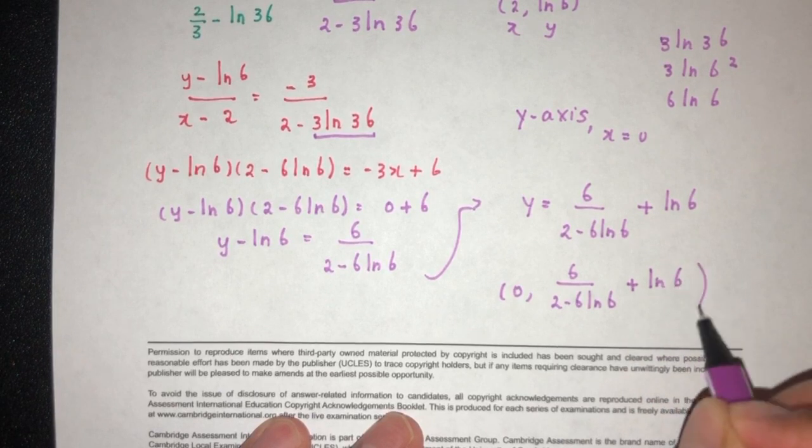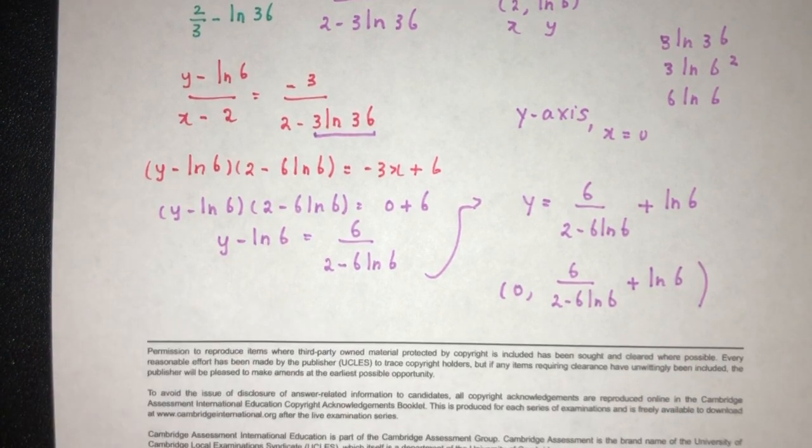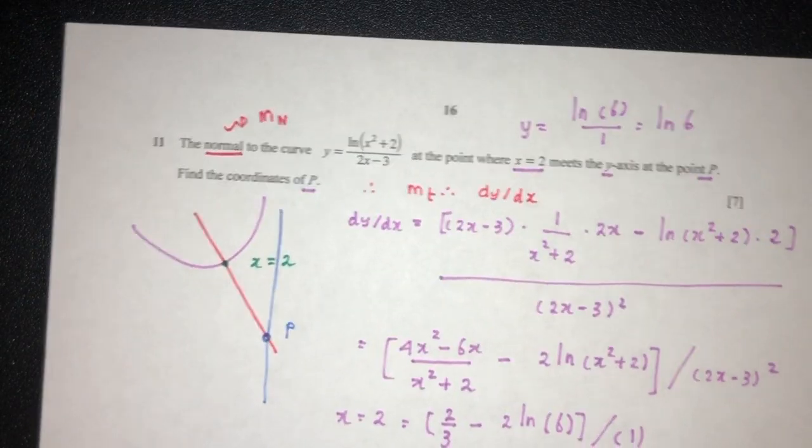Again, you can simplify if you want to. I just don't have enough space here. Try to simplify and see what happens. But the idea or the concept is the same. We first have to find the equation of the normal, right? And then we have to find the point of intersection on the y-axis. And that will be your question number 11.